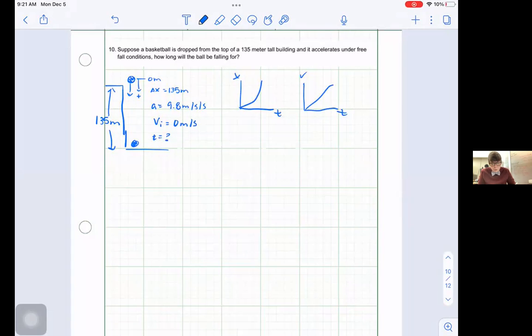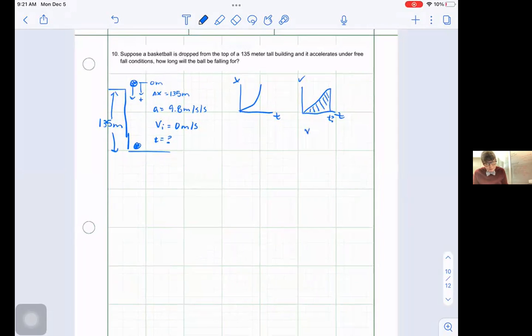Okay, so the ball falls for some amount of time that I don't know, but I know that it falls 135 meters. And it's going to have some final velocity when it hits the ground. If I want to do the equation of this line, but the problem is I don't know how much time, and I don't know the final velocity. I've got two unknowns in that problem. Not helpful.